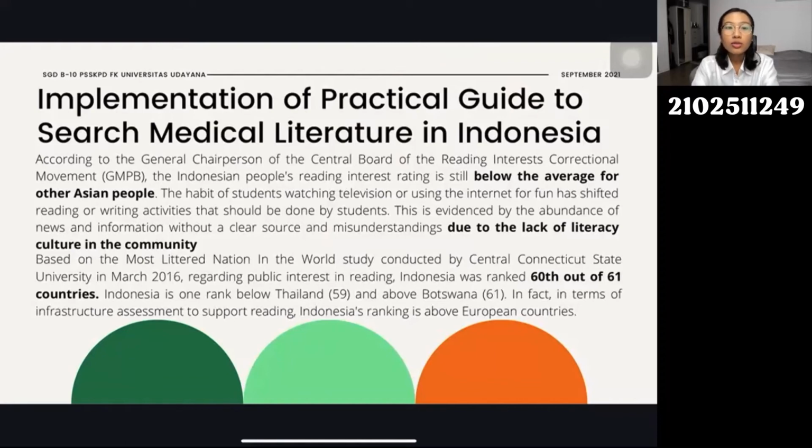Based on the Most Literate Nation in the World study conducted by Central Connecticut State University in March 2016, regarding public interest in reading, Indonesia was ranked 16 out of 61 countries. Indonesia is one rank below Thailand and above Botswana. In fact, in terms of infrastructure assessment to support reading, Indonesia's ranking is above European countries.